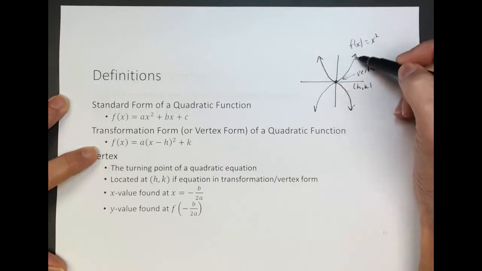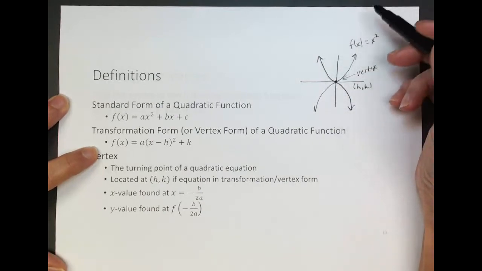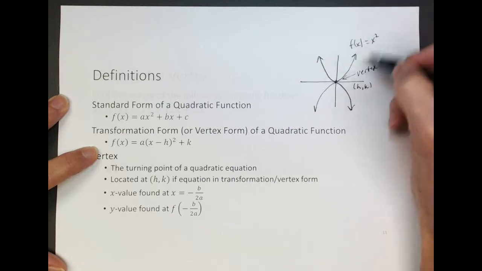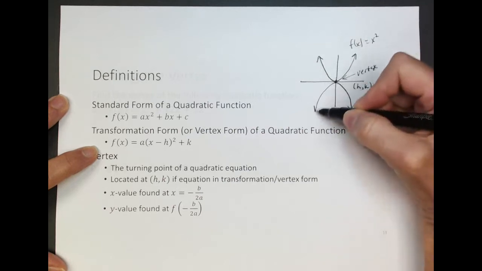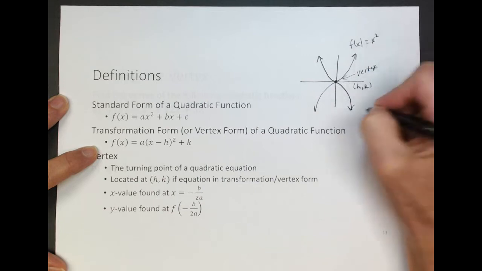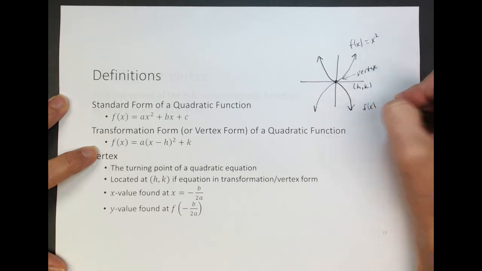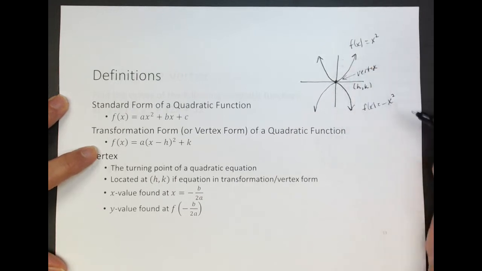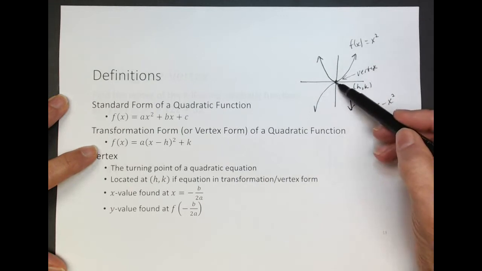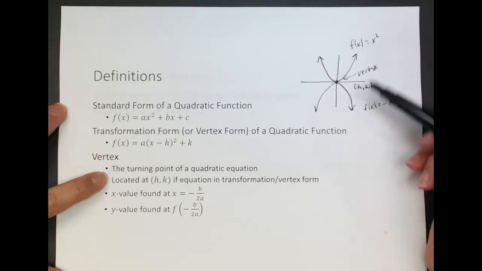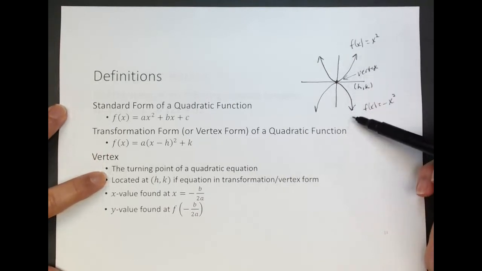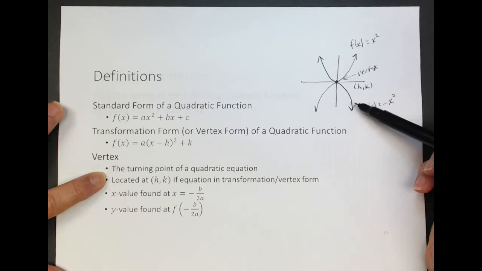Okay, if we're looking at an upward facing parabola, the parabola being the name of the graph of the quadratic function, then the vertex is going to be the low point. If we're looking at a downward facing parabola, or maybe a transformed function, this down here would be negative x squared, right? It's reflected across the horizontal axis. Then the vertex is going to be the maximum of that function, all right? So the vertex is always going to be the turning point of the graph of the quadratic equation, all right?